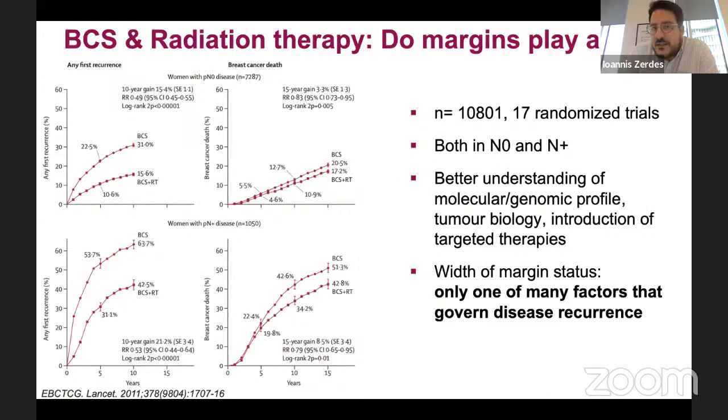As we have heard, there are so many factors that could affect the risk for local recurrence. And the use of radiation therapy after breast conserving surgery, as demonstrated in this EBCTCG meta-analysis, improves both the recurrence rates and the mortality rates in node-negative and node-positive patients. And better understanding of tumor biology, molecular profiling, and also the introduction of targeted therapies has made the width of margin status only one of the many factors that can govern disease recurrence.